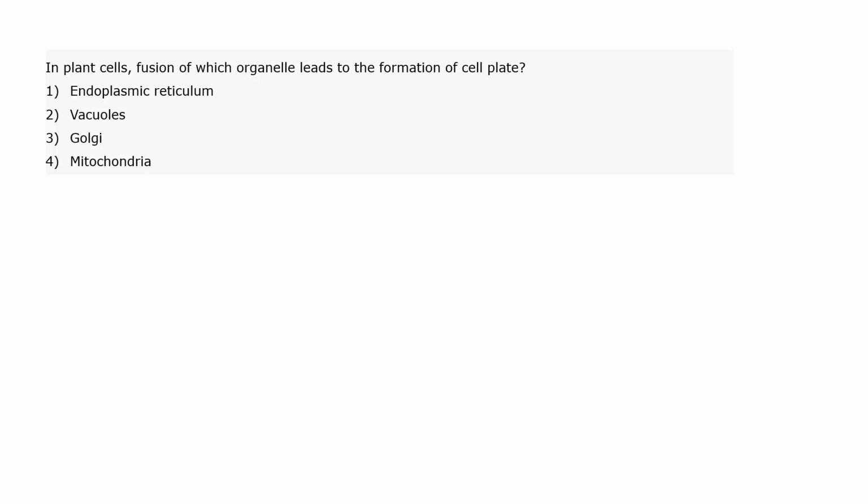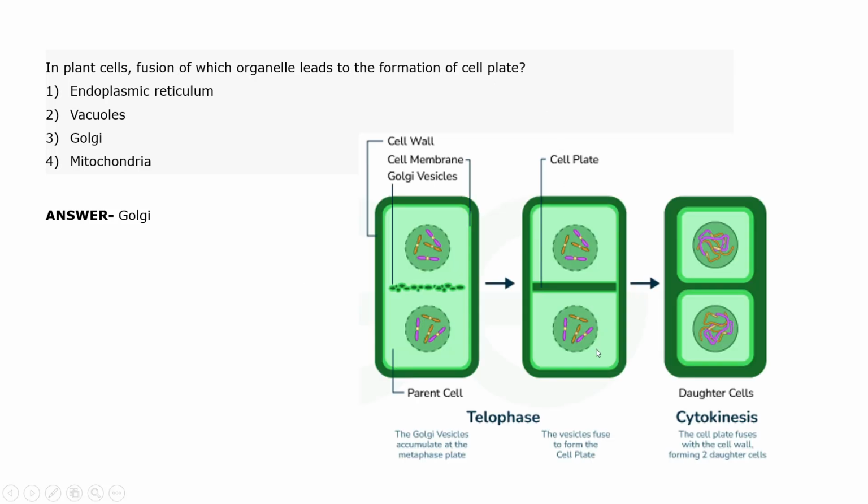Cell plate is required for cytokinesis, right? It is formed by a fusion of one of these organelles. Okay, so the answer to this question is Golgi or Golgi bodies. So this is the basic diagram. You can see that at the telophase stage, the cell plate needs to be formed there. So what happens is that the Golgi vesicles that are found in this cell accumulate at this equatorial plane there, and they fuse together to form this cell plate.